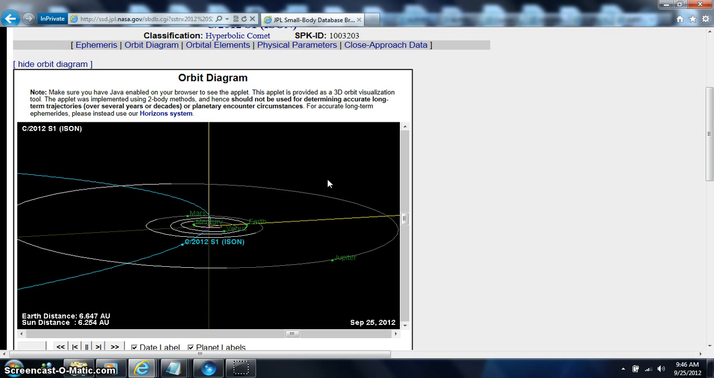And there you have this C/2012 S1. It's ISON. Okay, so basically we're going to have a real dramatic action on December 26th of next year, 2013. So this is the data on it.